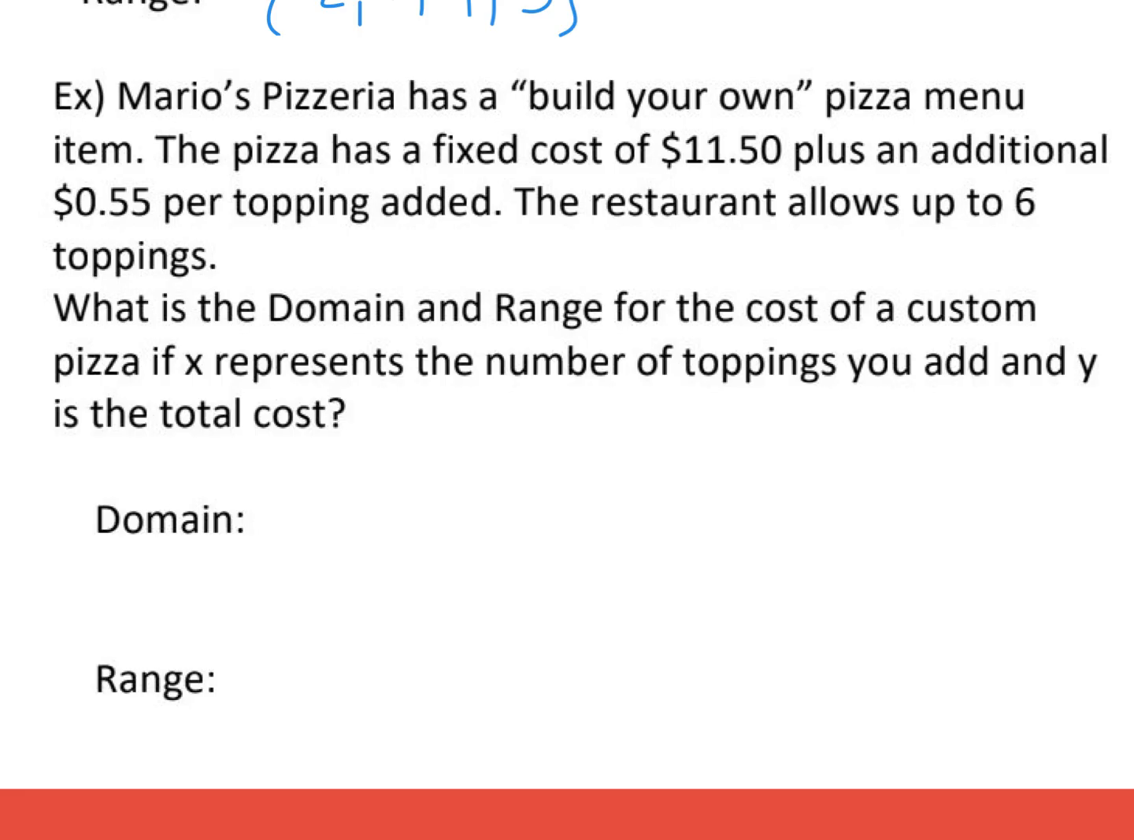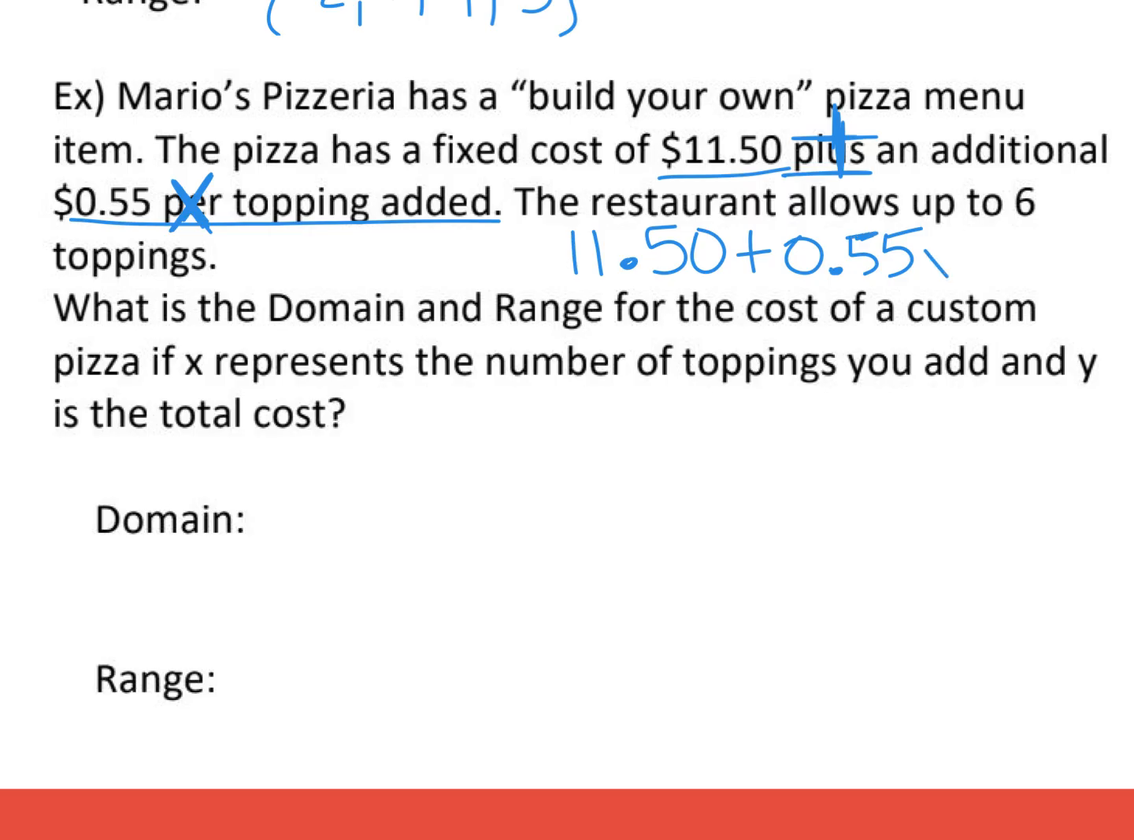Last example is a word problem. Mario's Pizzeria has you build your own pizza menu item. The pizza has a fixed cost of $11.50 plus, I'm going to put a big plus sign there, an additional 55 cents per topping. What does per tell us? Each. Multiply x. So really, when I do that, I can now see my equation is 11.50 plus 0.55x. We could even write y equals, okay? So you should be able to write an equation from a word problem. You've been doing that since 6th grade, maybe even 5th.